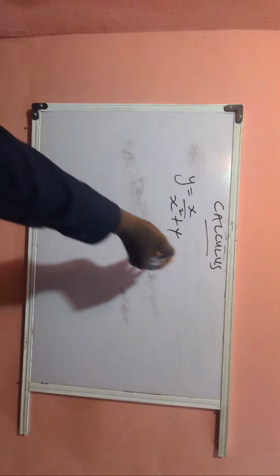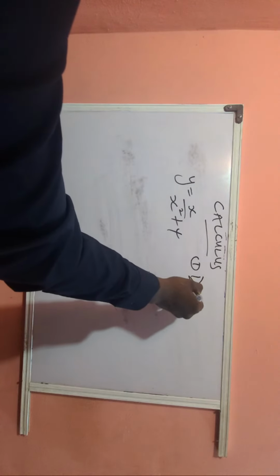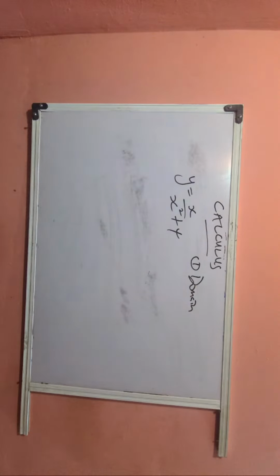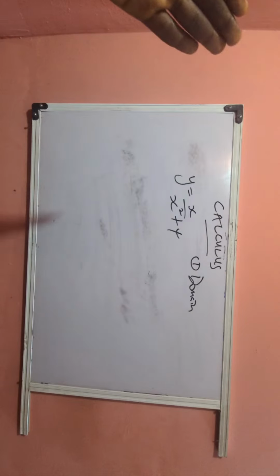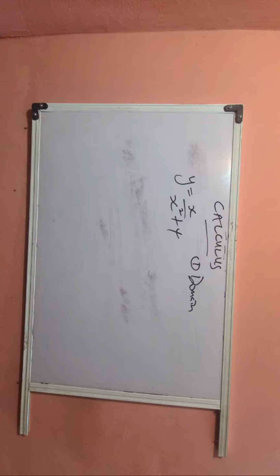So now again, you are told to identify the domain. How do you find the domain of this equation? Don't forget, domain literally just means what are the possibilities of x? What can you have x as in this particular equation? That's just a layman's way of understanding what domain is.